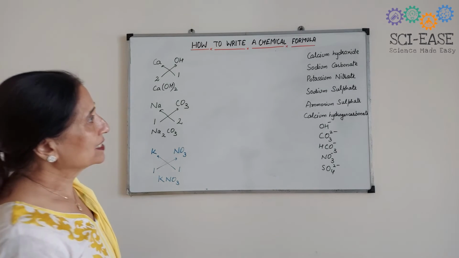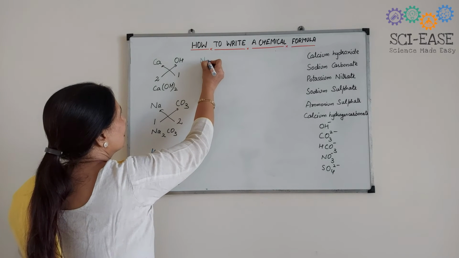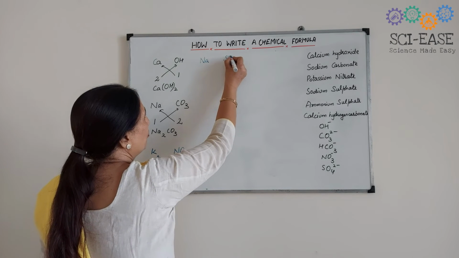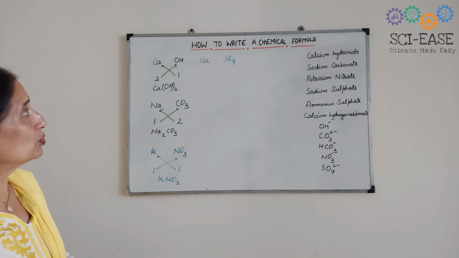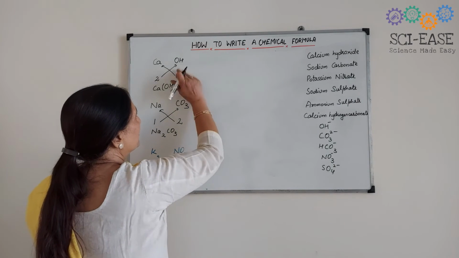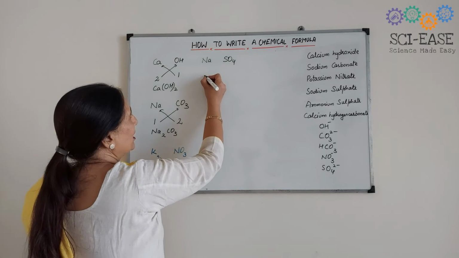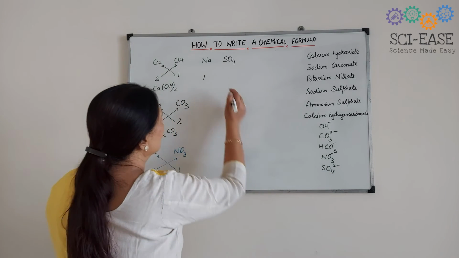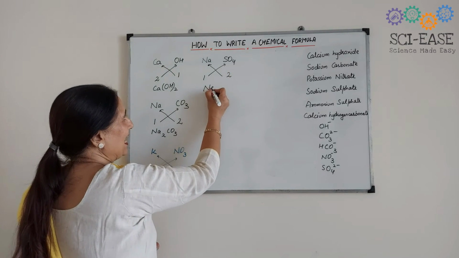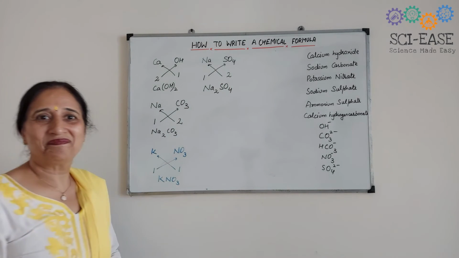Now come to next, sodium sulfate. Sodium, you know that it is Na, sulfate, SO4. So sodium sulfate, Na and SO4. Sodium has valency 1, sulfate has 2. So crisscross it. What you will get? Na2SO4. Clear?